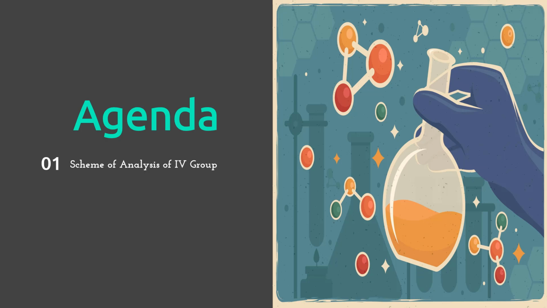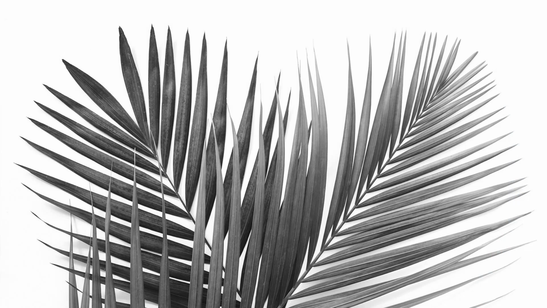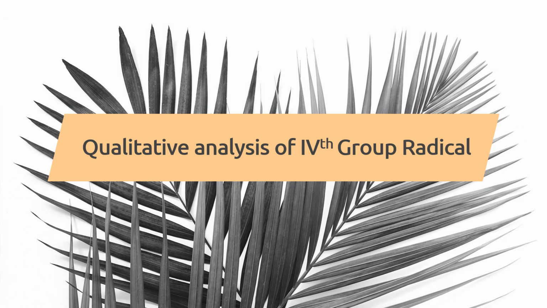The agenda slide shows that the scheme of analysis of fourth group radicals is the agenda for this particular course. So, qualitative analysis of fourth group radicals. Let us find out what the radicals in this group are. We have a group, then the radicals, then the group reagent and the compound solubility. This is how things would look.